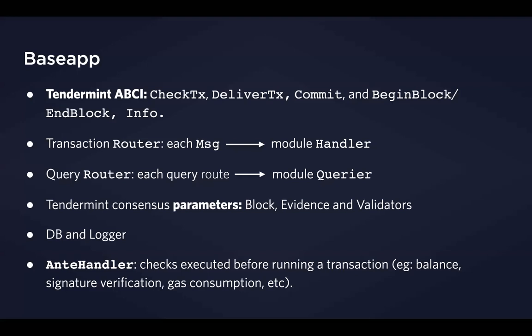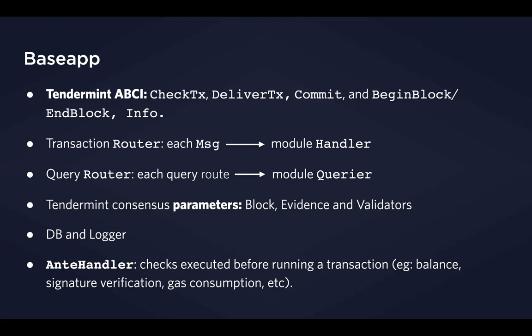So BaseApp, as I said, is the default ABCI application used on the SDK, which runs the ABCI messages that I explained before. It also has a logger that runs the info ABCI message that is just for debugging purposes. It also contains the transaction router and the query router, which routes each message to its corresponding module handler and each query route to its corresponding module query. This runs a switch according to each query route or each message type. And then they run that message-specific logic.